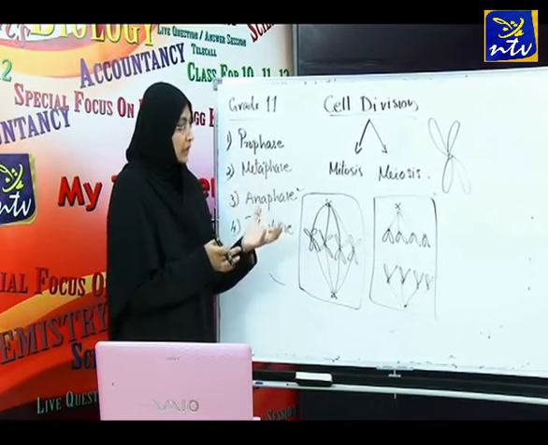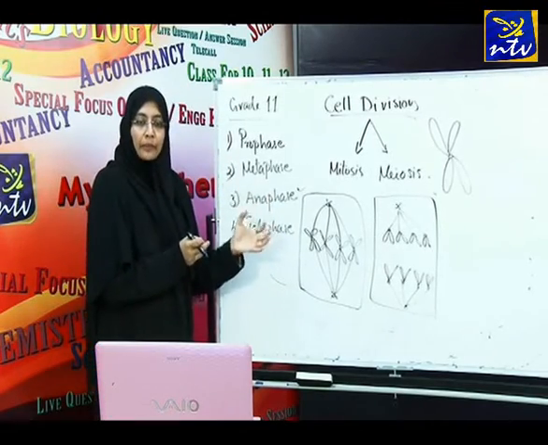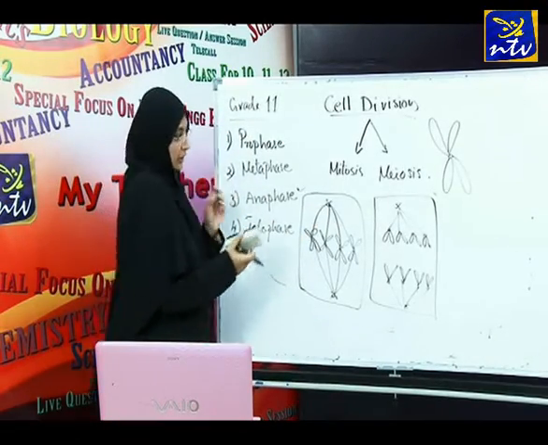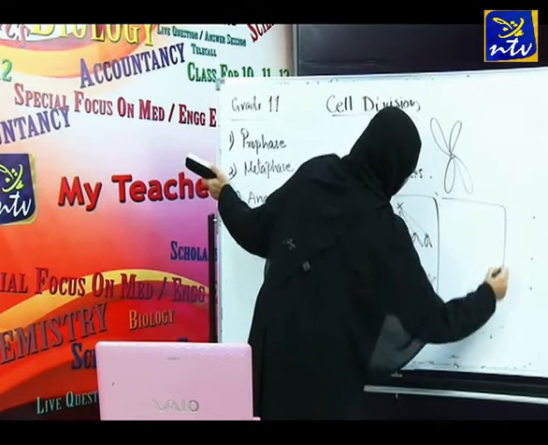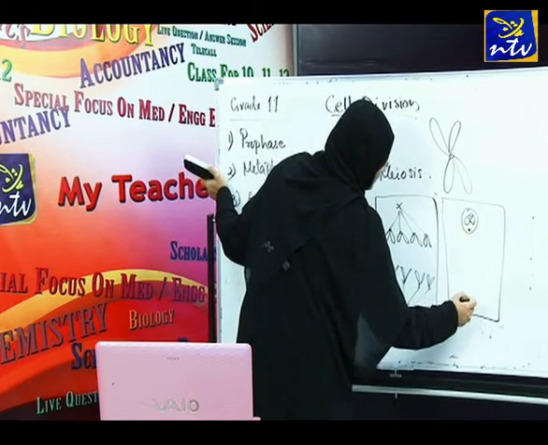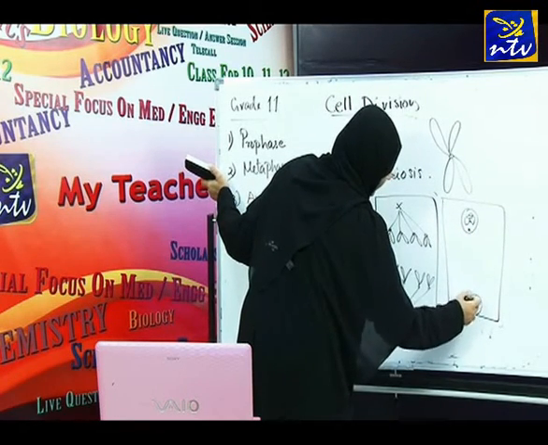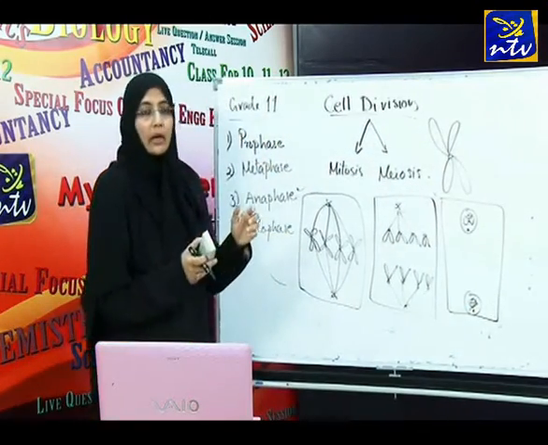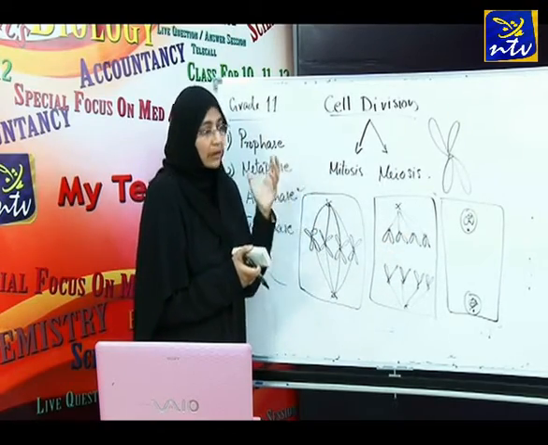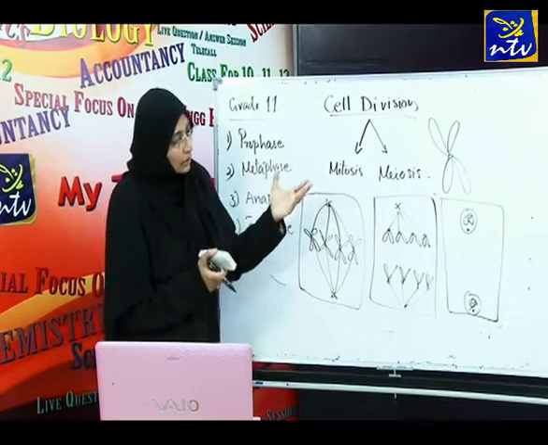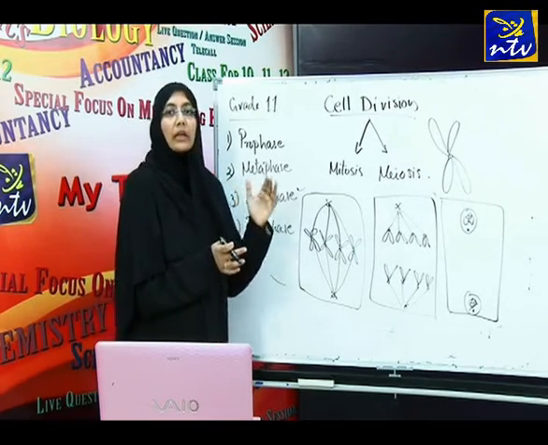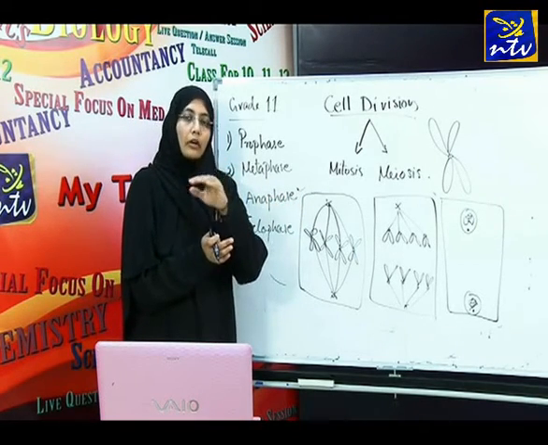Now we can see the last phase, that is the telophase. Again we can see that these chromosomes move to the corners, that is into the poles, and then the nucleolus, nuclear membrane, and chromatin material will be formed. So here we have seen that a cell has got two nuclei. This process of mitosis is known as karyokinesis. Karyokinesis means division of the nucleus.